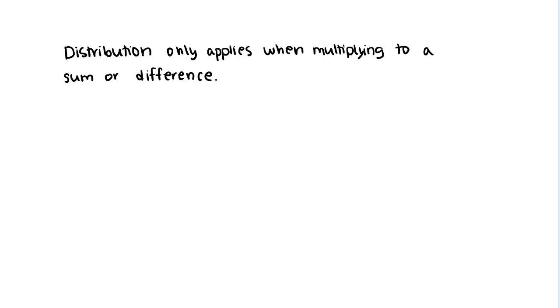So now that we've learned about distribution, I'd like to talk about maybe one misconception that might be floating around. We said in the very beginning of the video that if I have 3 times 4 times 5, I can do this in any order I want. So I can write this as 12 times 5, for example, and I would get out 60. Now I want to emphasize that the distributive law really only applies to multiplying to a sum or a difference.